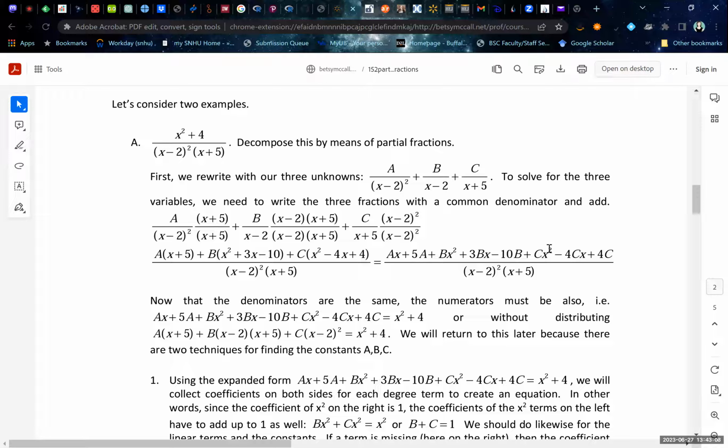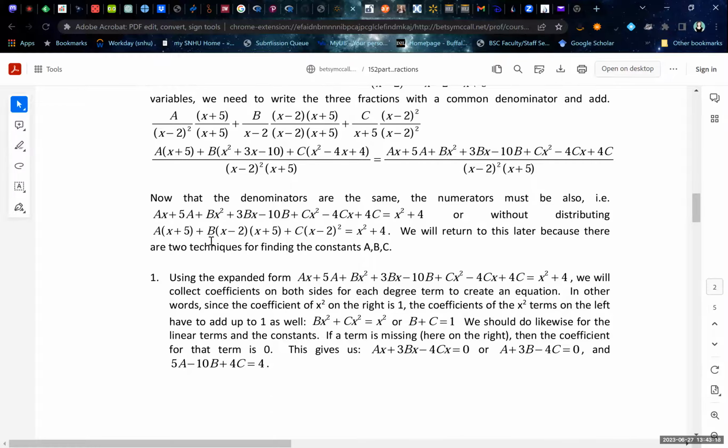And so my numerator has to be the same as my old numerator. So I'm going to set up a system of linear equations whereby I'm going to pull out the coefficients of my appropriate corresponding terms.